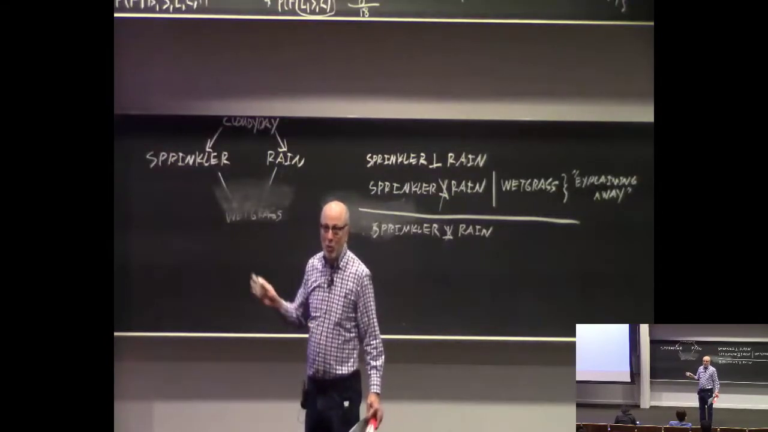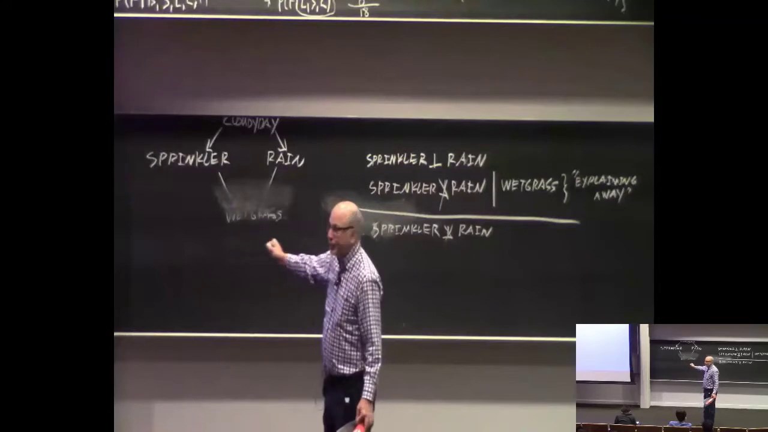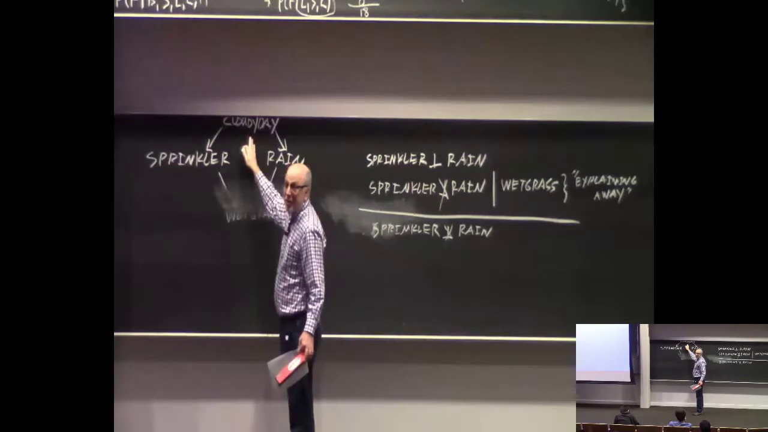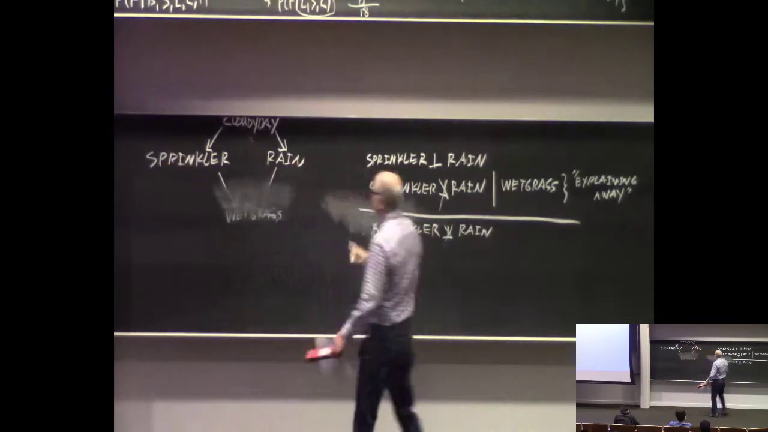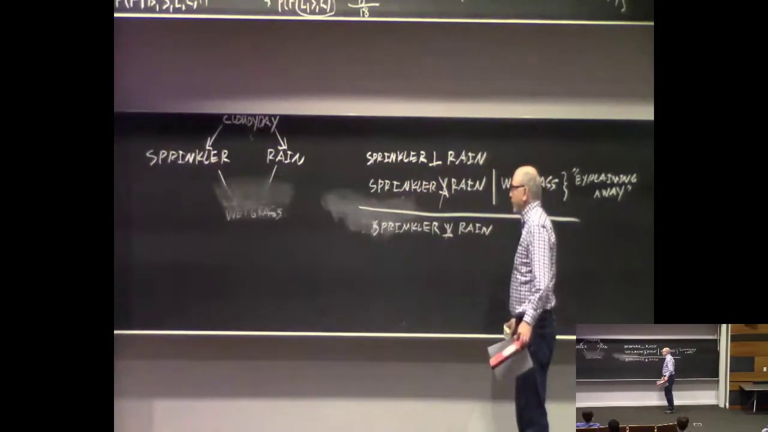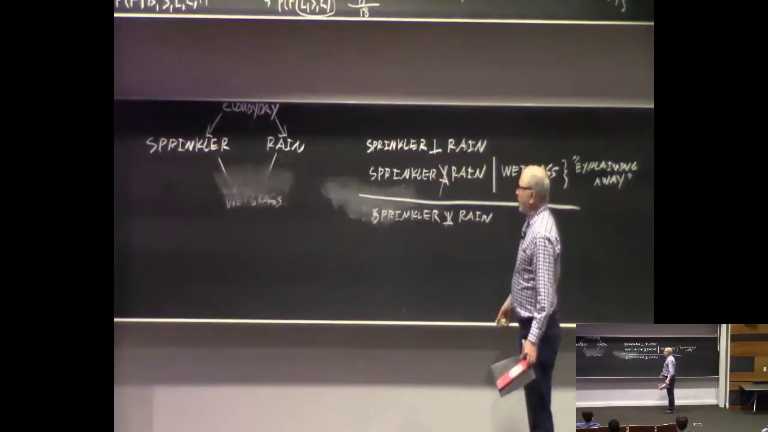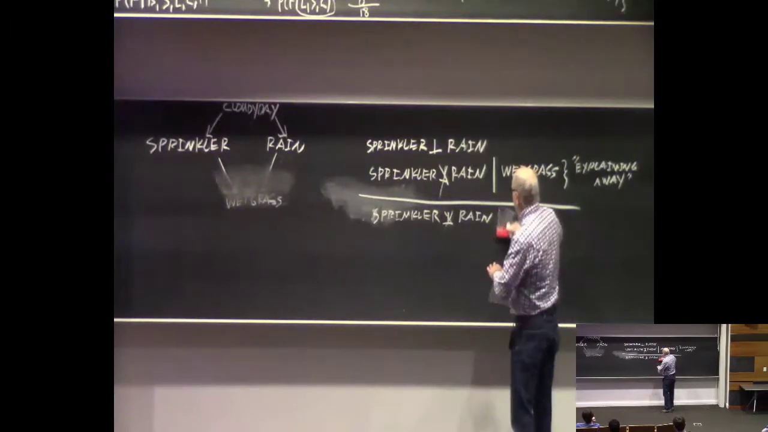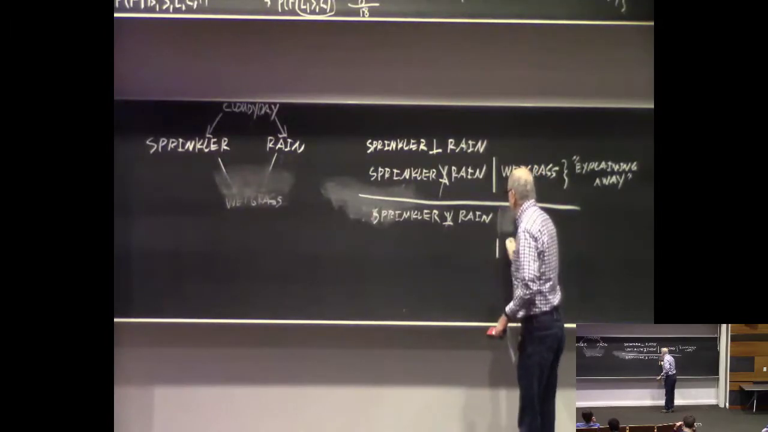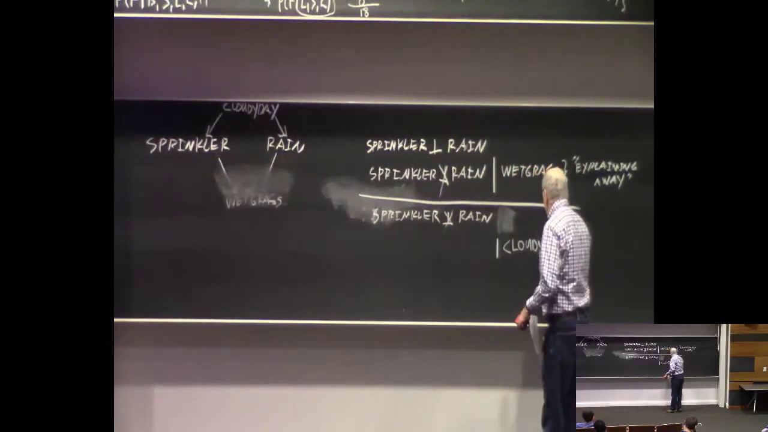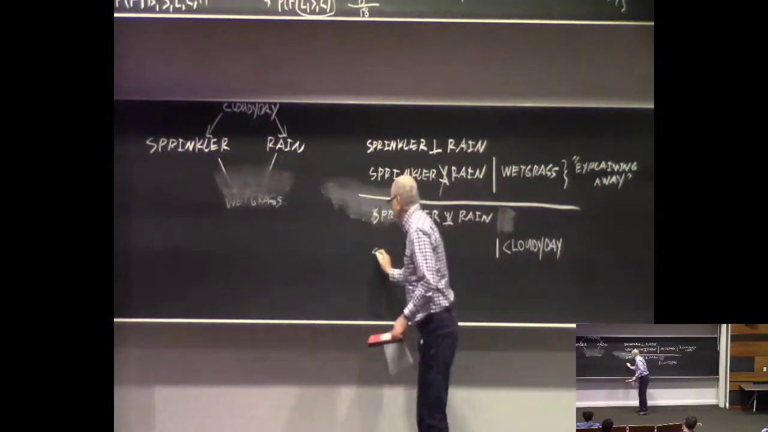But assuming they don't, assuming this is the full story, not conditioning on this means they're dependent. Conditioning on this means they're independent. So it reverses the story we had before. So this is independent when conditioned on, and then when conditioned on cloudy day, they become independent.